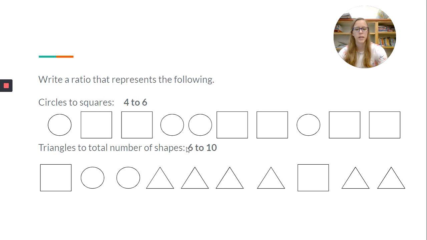6 to 10. Again, we can simplify this one and say that if we take half of 6 is 3. So for every 3 triangles, there are 5 total shapes, because 5 is half of 10. So that's the only problem.